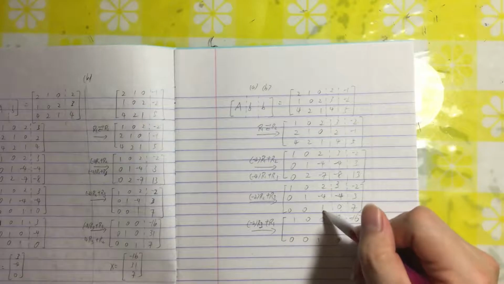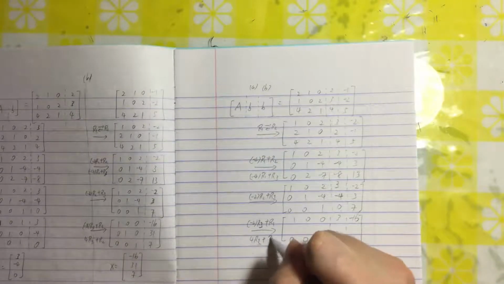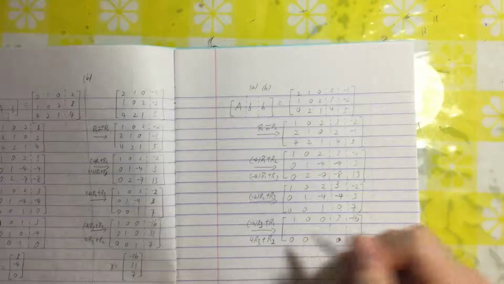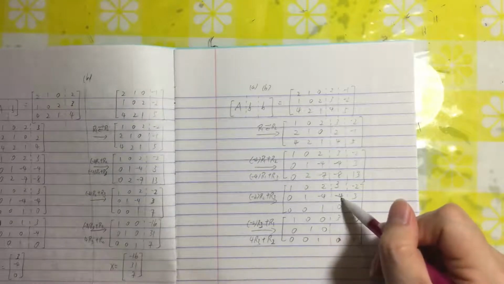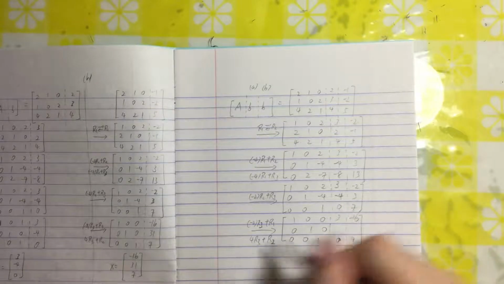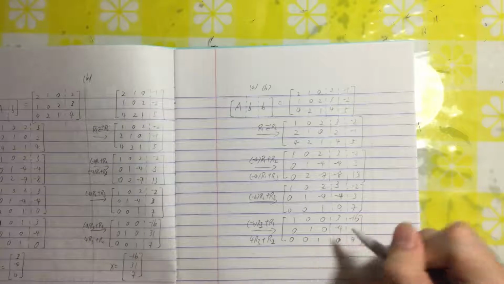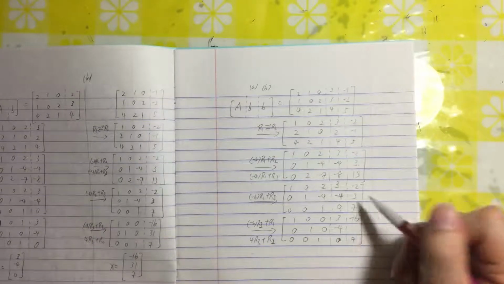Next, multiply third row by 4, add it to the second row. I get 0, 1, 0. 4 times negative 4 is negative 16. 4 times 0 is 0. 0 plus negative 4 is negative 4. 4 times 7 is 28. 28 plus 3 is 31.